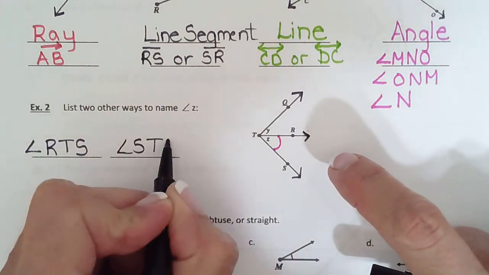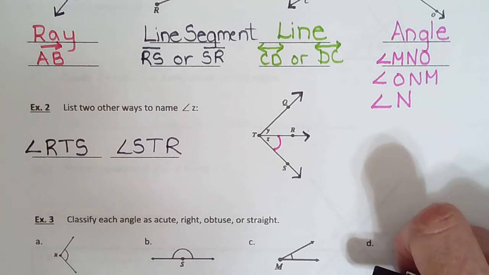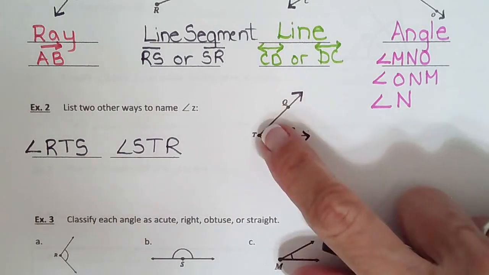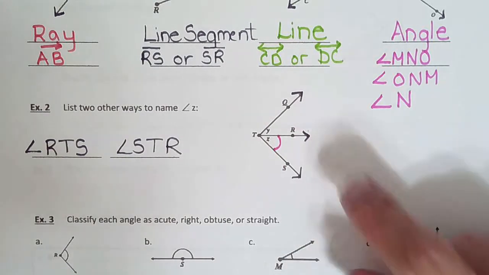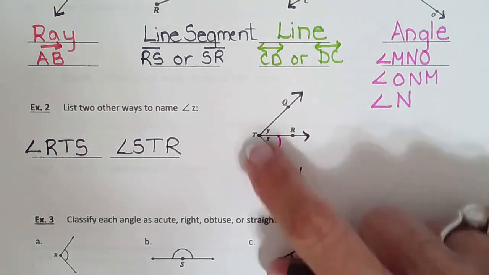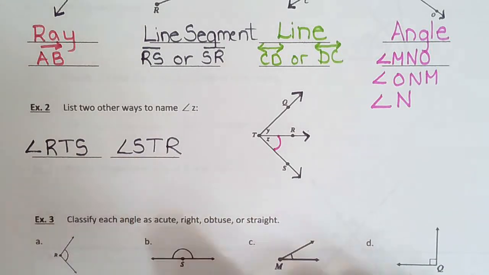And like I said earlier, we cannot call that angle T. That's because there's three different angles at T. So we could call it angle Z because there's only one angle there, or RTS, or STR. And remember, to designate that it's an angle, you have to use the angle symbol.